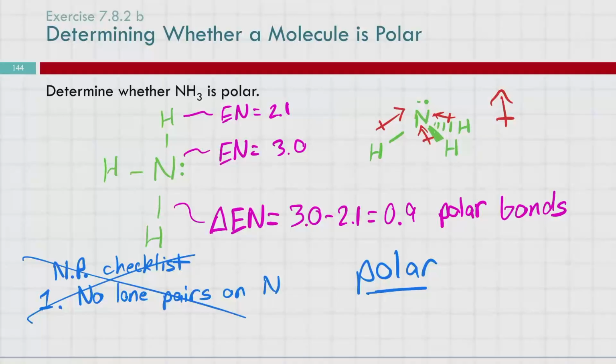Because those arrows aren't completely canceling each other out. All the vertical forces, the way that I've drawn it, add up. It's the around forces that would cancel out. So this is polar. Questions about that one? You don't have to know the arrow method, again, because vectors are scary. But if it fails the Nonpolar Express checklist and it has polar bonds, that generally means that it's polar.